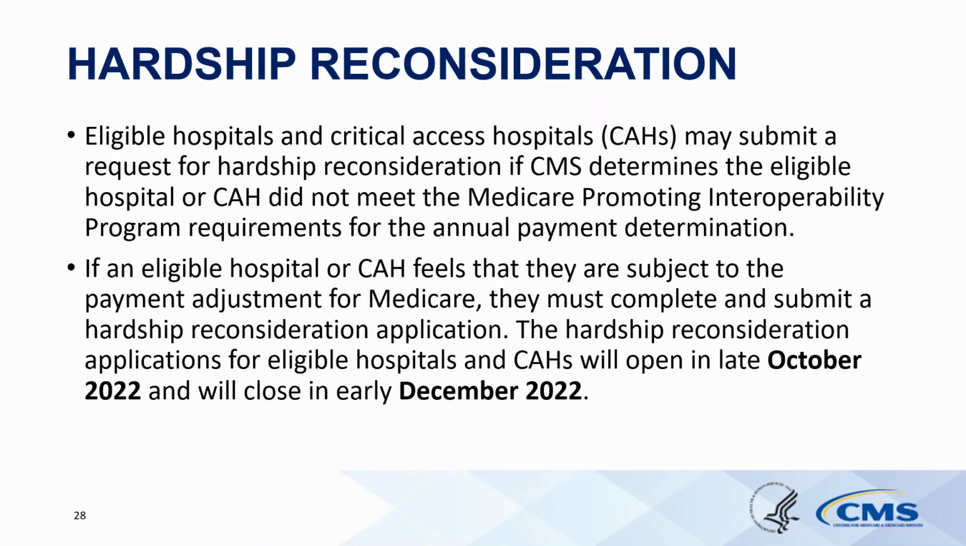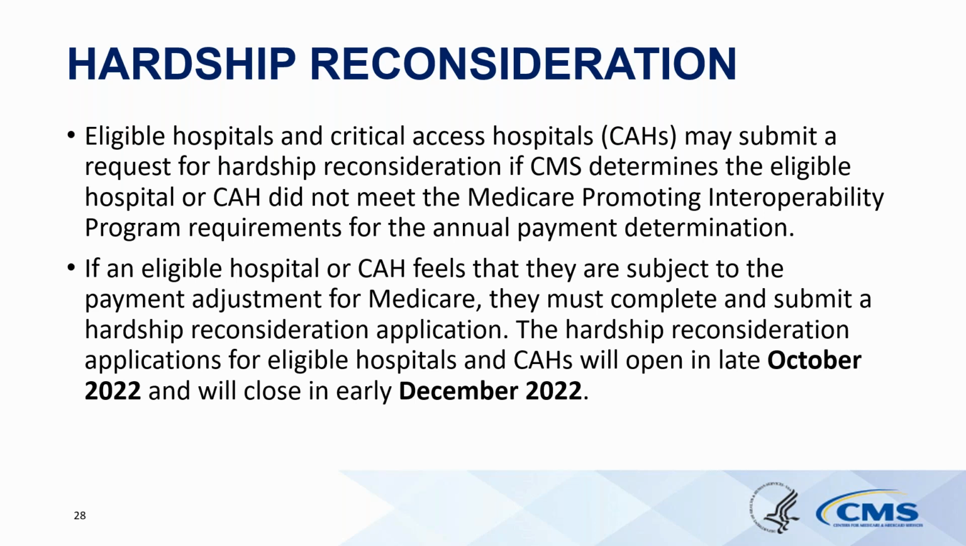So I'm going to report, just to give people an update, that hardship reconsideration for the PI program for hospitals and critical access hospitals will be opening soon. Letters will be going out in the next coming days from the MACs, notifying those hospitals that have landed on either the 2023 eligible hospital payment adjustment list or the 2021 critical access hospital list. If you're an eligible hospital or a CAH and feel that you are not subject to the payment adjustment, you must complete and submit a hardship reconsideration application.